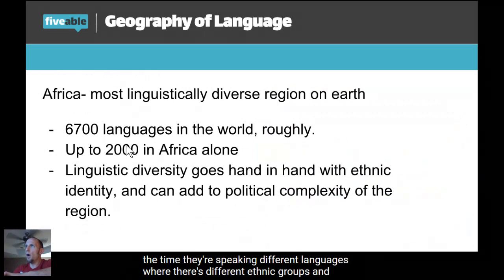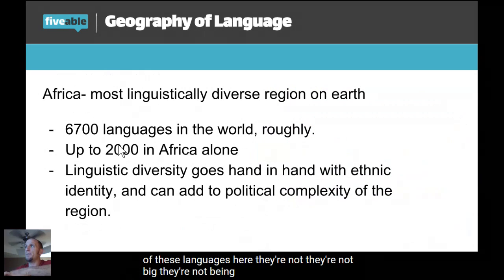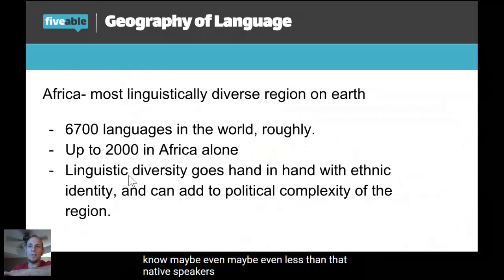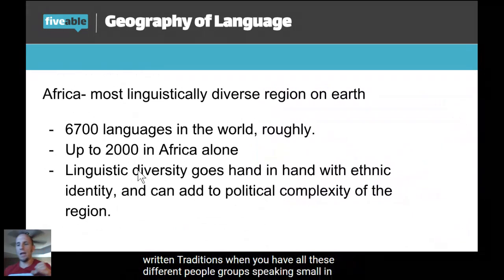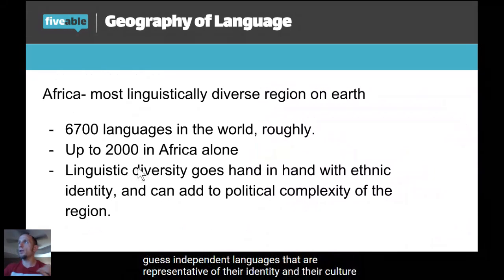And most of these languages here, they're not big. They're not being spoken by thousands of people, or even hundreds in some cases. Some of these might have a few hundred, or maybe even less than that, native speakers. And you've got to also think that many of these languages aren't going to have written traditions. When you have all these different people groups speaking small, independent languages that are representative of their identity and their culture, it can add to political complexity.